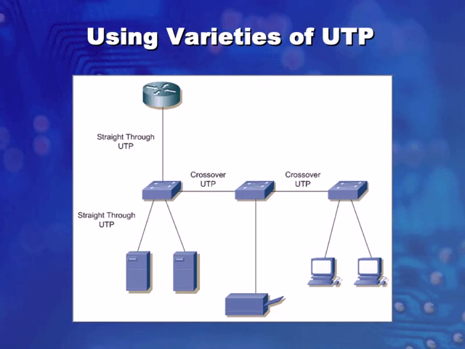Using a network example of different varieties of unshielded twisted pair, in this case we have a switch plugged into a router, or a switch plugged into a couple servers. In this case we're using straight-through unshielded twisted pair. In the case of switch-to-switch communication, we're using crossover cables, and in the case of PCs or printers plugged into these same switches, we're using straight-through cables.